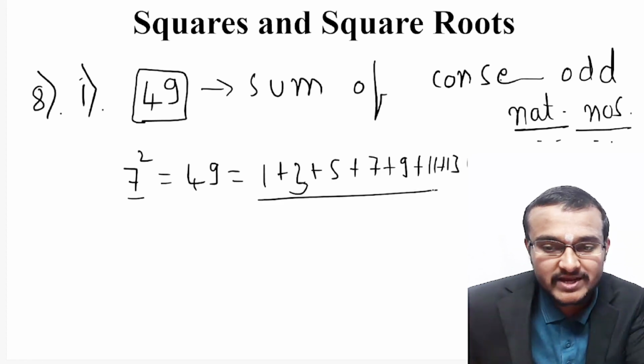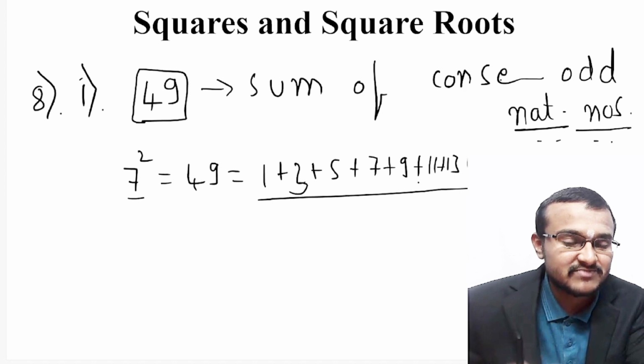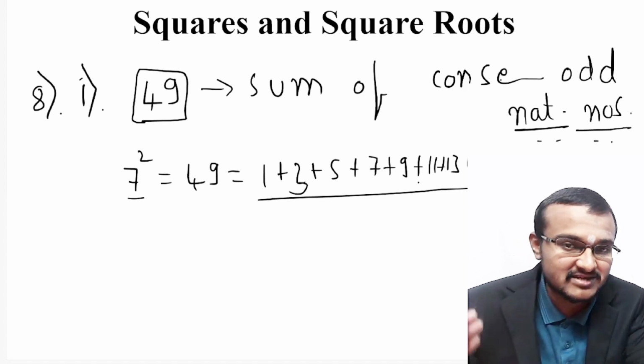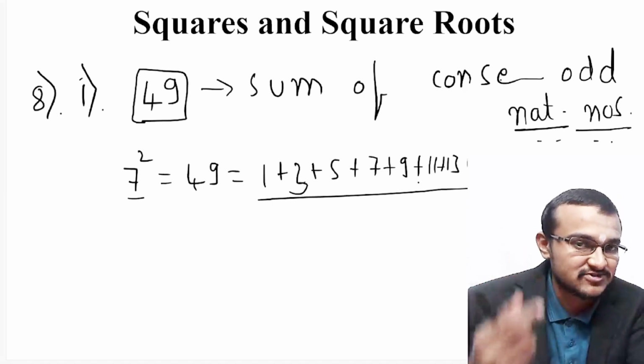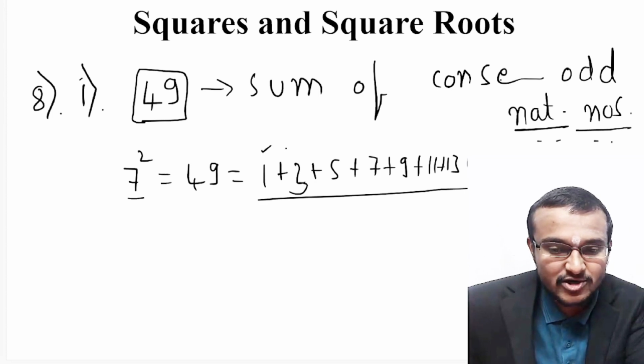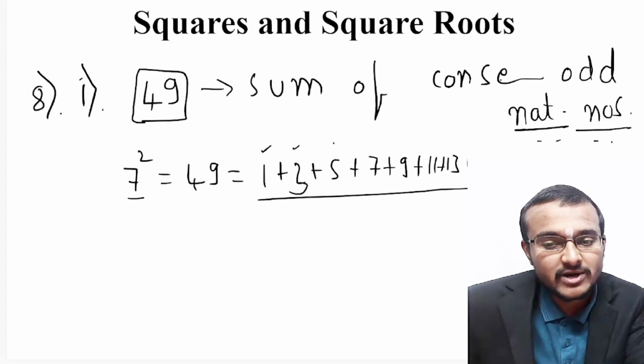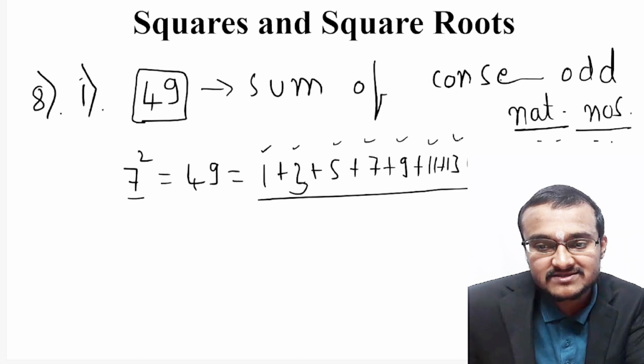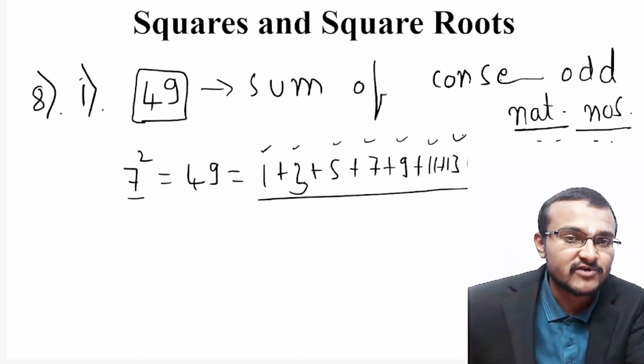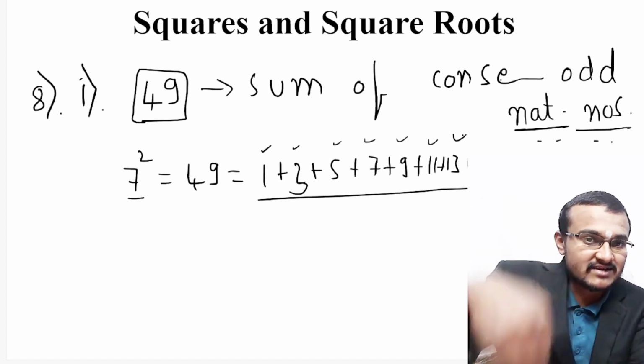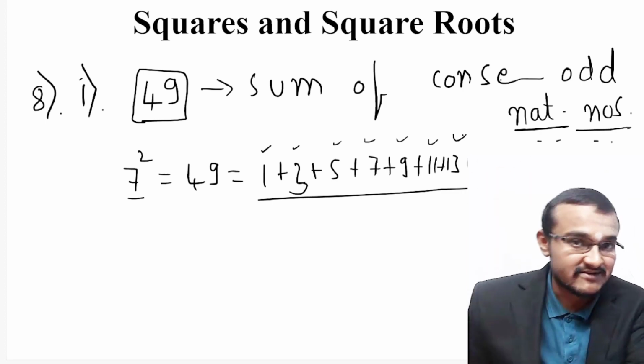So up to 13 you can add. That means 1 plus 3 plus 5 plus 7 plus 9 plus 11 plus 13 will give you 49, which is actually 7 square. Here you can count how many odd natural numbers there are starting from 1: 1, 2, 3, 4, 5, 6, 7. So 7 square will be 49. So you are writing the reverse of what you did in the 7th question.